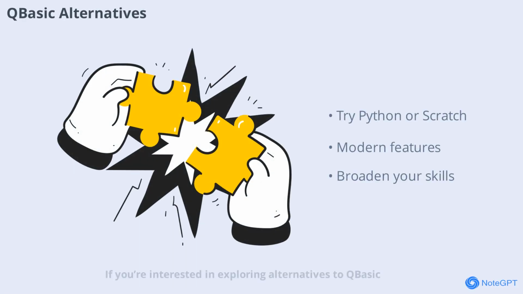If you're interested in exploring alternatives to QBasic, consider languages like Python, Scratch, or JavaScript. These languages offer modern features and are widely used in education and industry. Each has its own strengths and learning curve, but the foundational skills you gain from QBasic will make the transition easier. Exploring different languages broadens your perspective and opens up new opportunities.